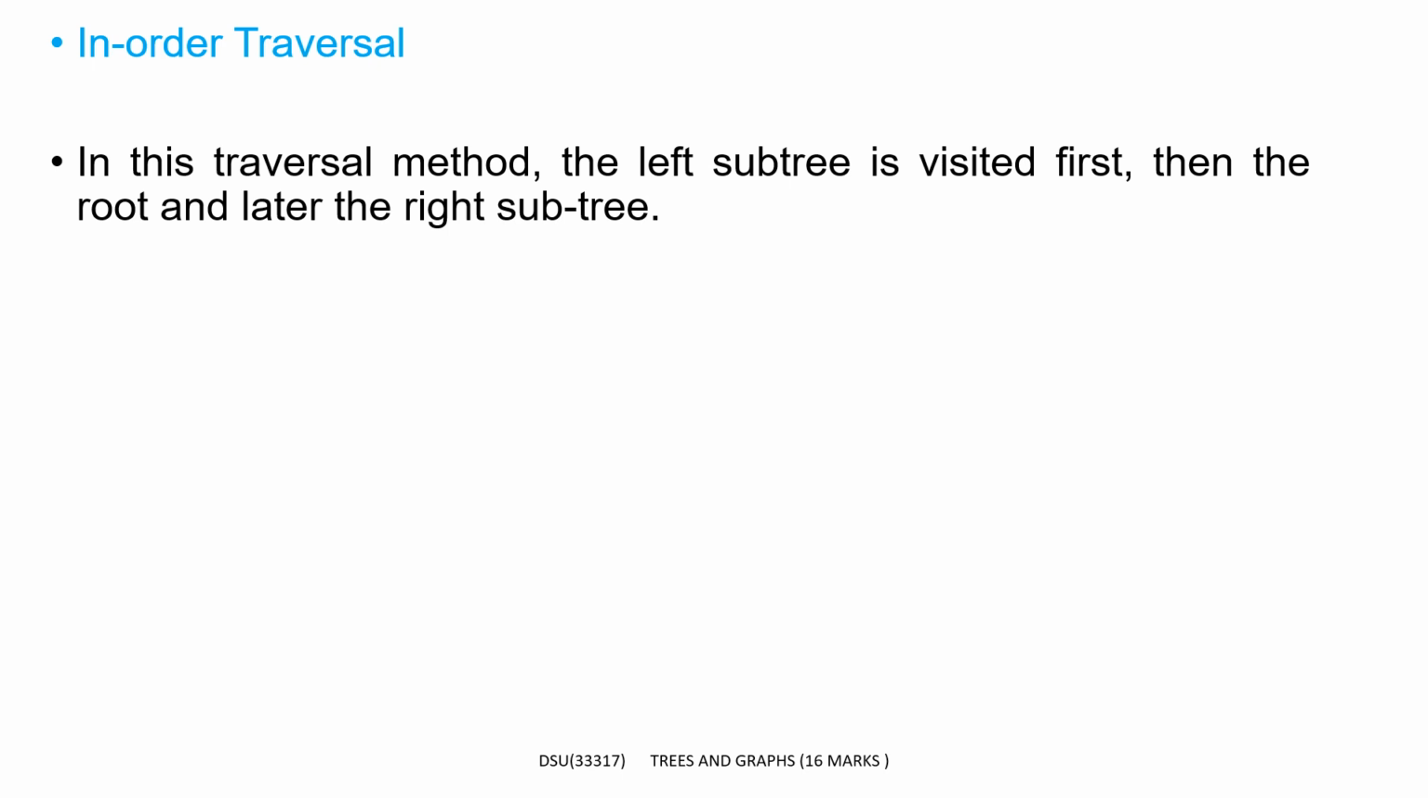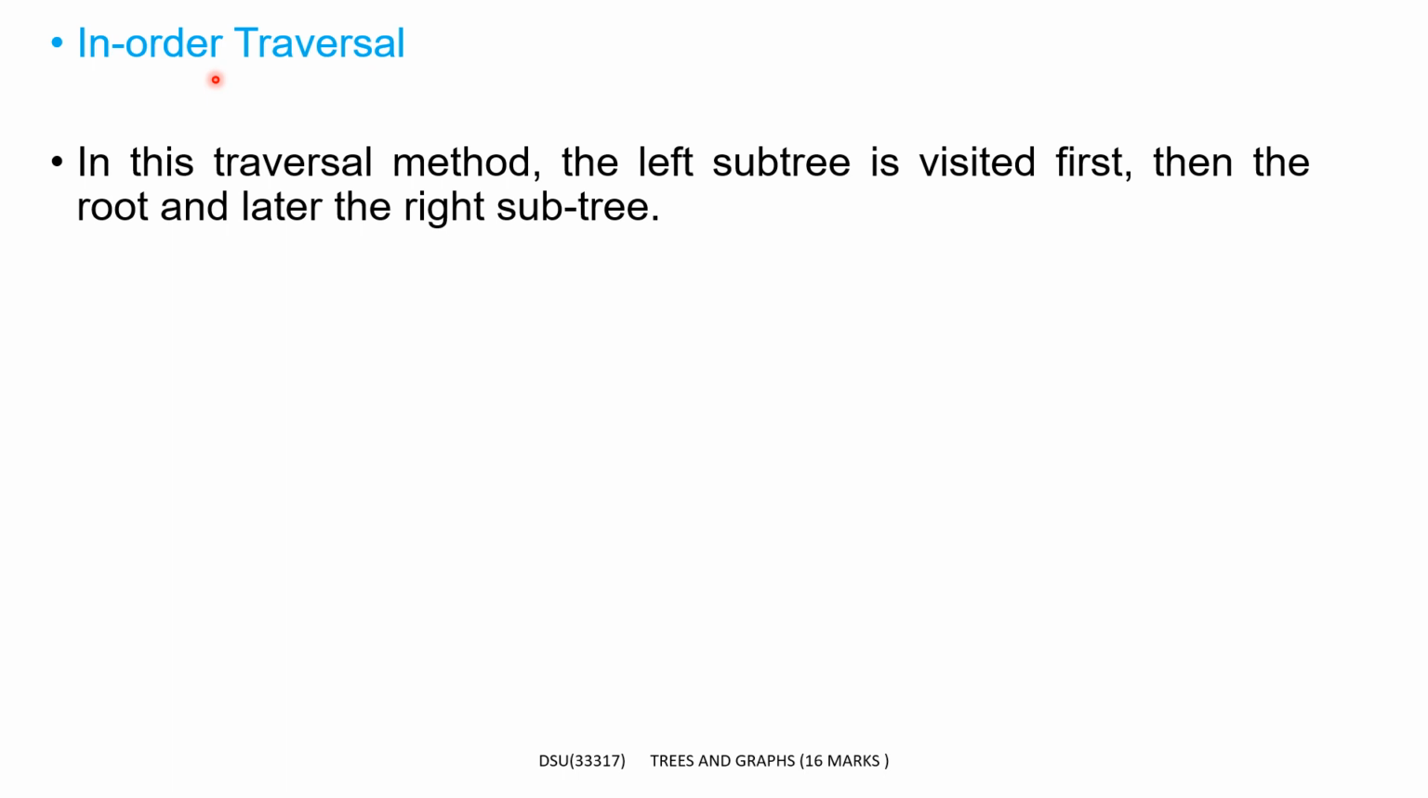So first is the in-order traversal. In this traversal method, the left subtree is visited first, then the root, and later the right subtree. The basic concept of this traversal is the same as the expression tree. The difference is that there are operands and operators there, but here there is the root node, left and right.